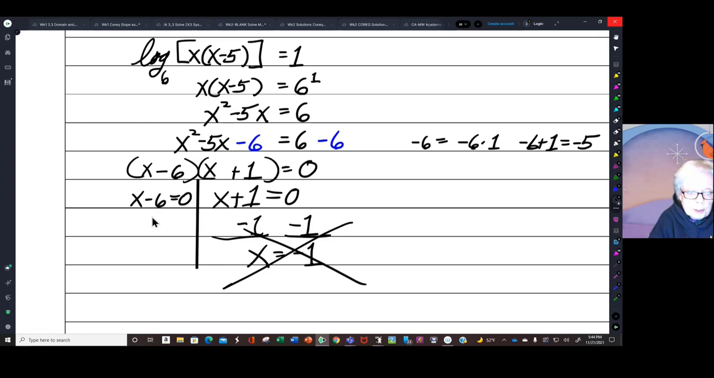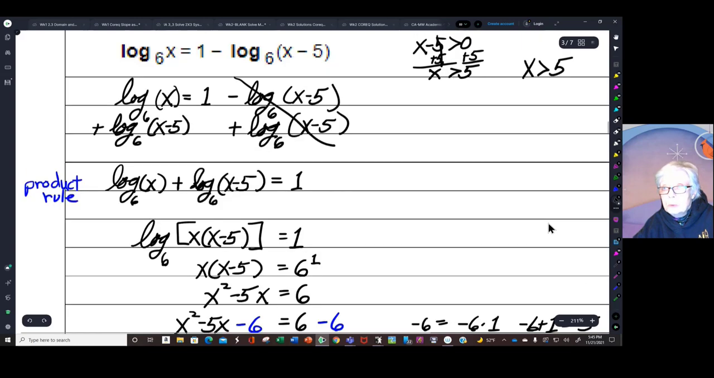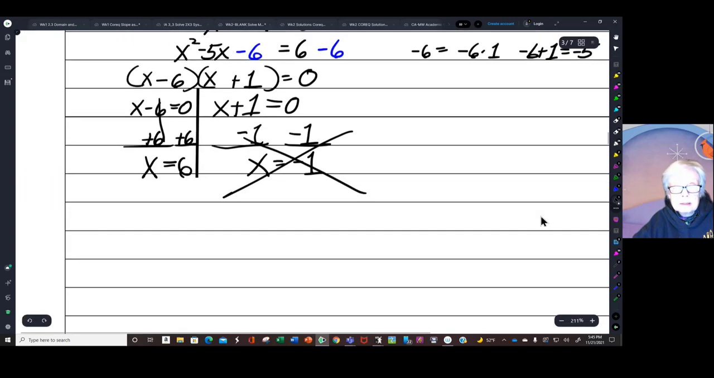On the other hand, over here, when we add 6 to both sides, x equals 6. Which is greater than 5, thank goodness. So I'm going to put a box around that. X equals 6.